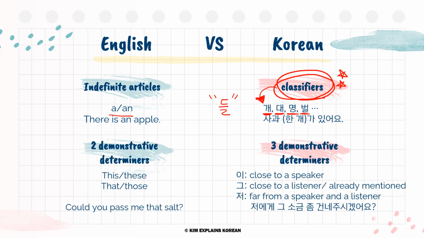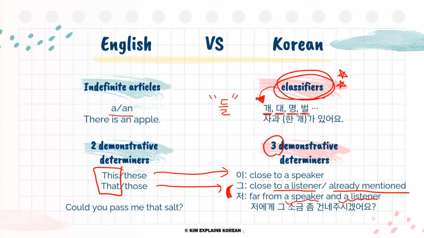Lastly, the difference in determiners. In English, there are two demonstrative determiners, this and that. In Korean, there are three of them, 이, 그, and 저. This could be 이, referring something close to a speaker. That could be 그 or 저. 그 refers to something far from a speaker but close to a listener, or it also refers to something already mentioned. 저 refers to something far from a speaker and a listener.